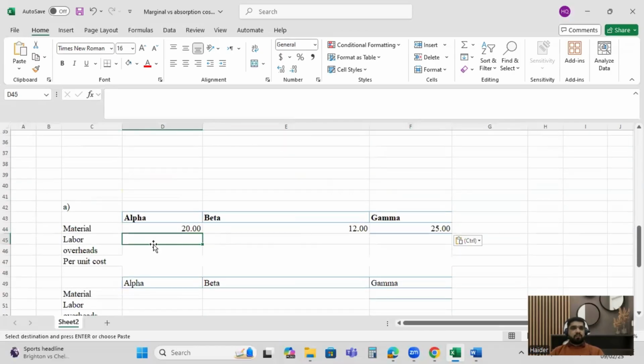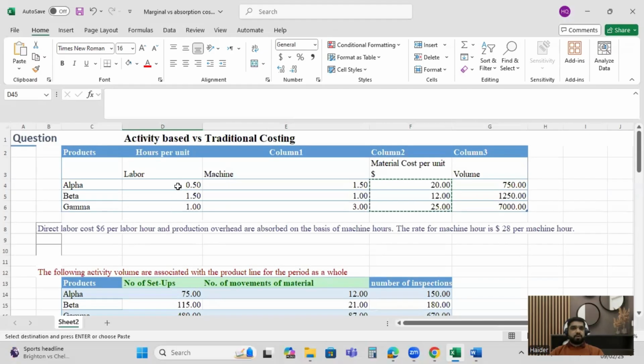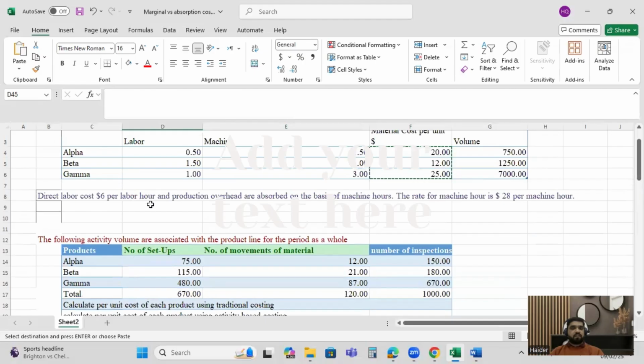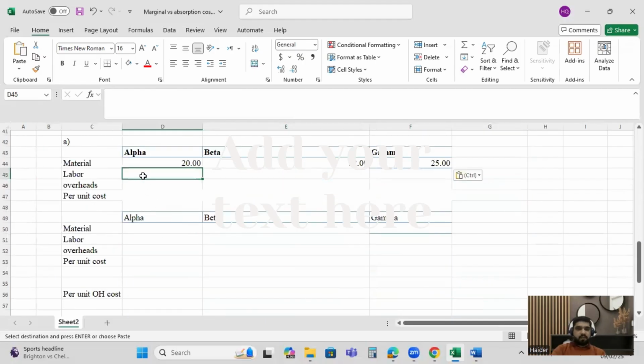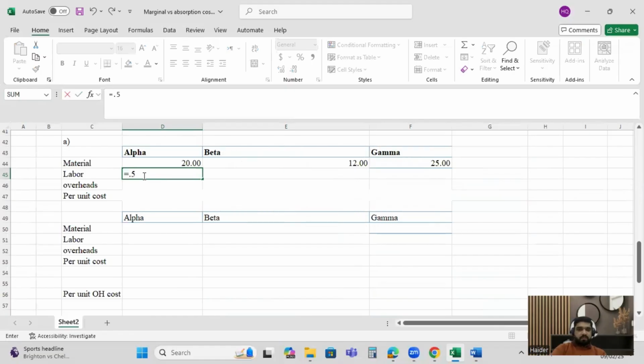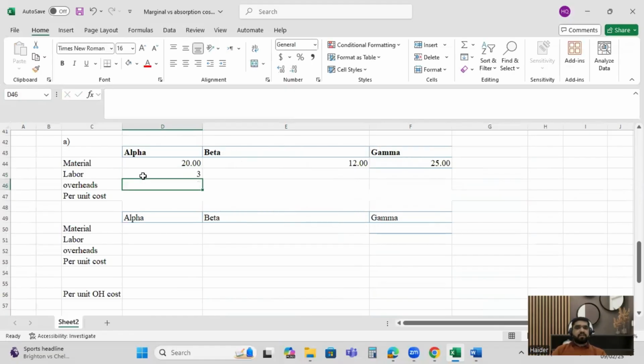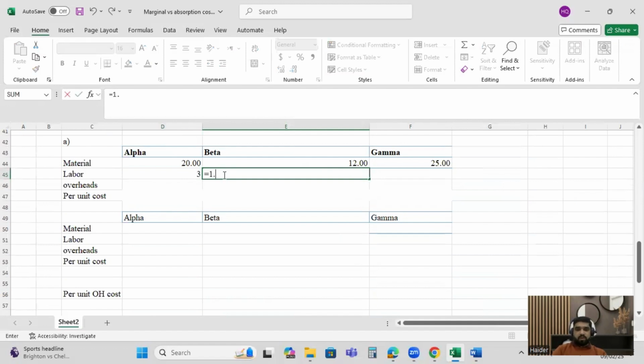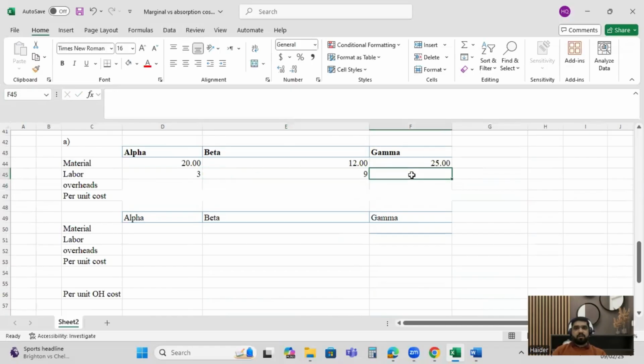When it comes to labor cost, we have been given the number of labor hours for each product: half hour, 1.5, and 1 hour, and the labor cost is $6. Put it in the formula: half hour times $6 each. That's the cost of labor for alpha. For beta, 1.5 hours times $6 is $9. For gamma, 1 hour times $6 is $6. We have done two components of cost: material and labor.